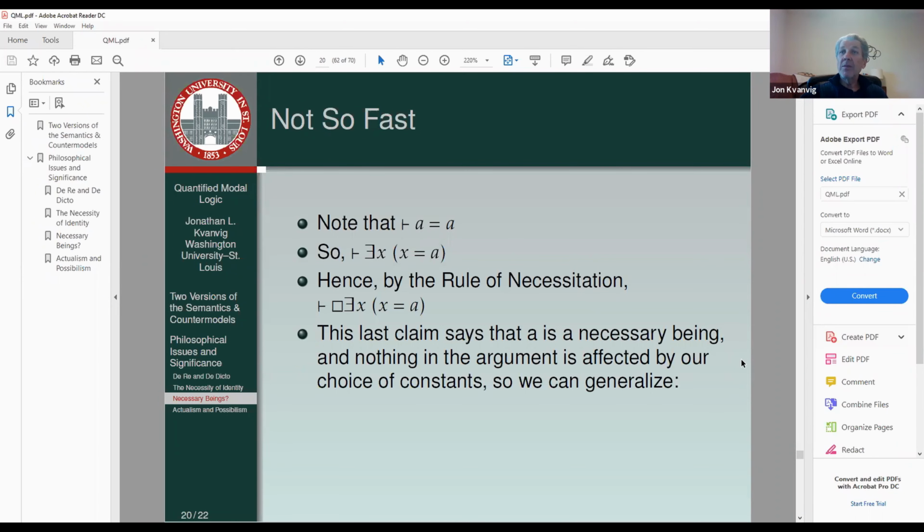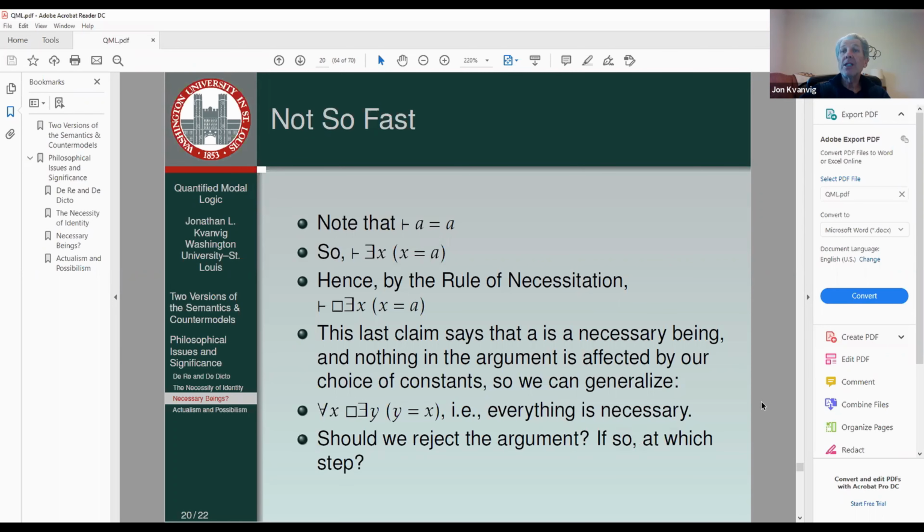This last claim, though, looks like it says that A is a necessary being, and nothing in the argument is affected by a choice of constants. So we can generalize: for all X, it's necessary that there is some Y such that Y is identical to X. And that looks like it says everything is necessary. Everything is necessary. And that's what it looked like the variable domain semantics was supposed to allow us to get out of.